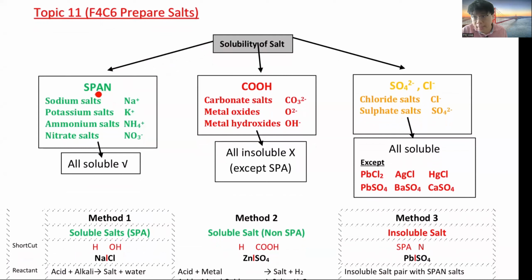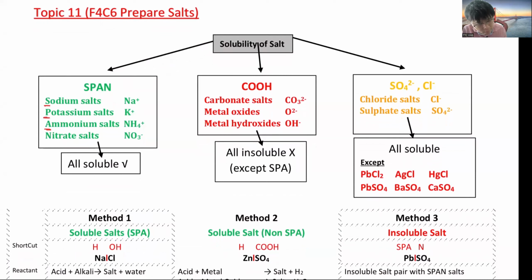SPAN: any salt with sodium, potassium, ammonium, or nitrate will be a soluble salt. Okay, so SPAN is all soluble salt. S stands for sodium, P for potassium, A for ammonium, and N for nitrate. Any salt with these four, like sodium chloride, sodium nitrate, sodium sulfate, whatever, with sodium will all be soluble.